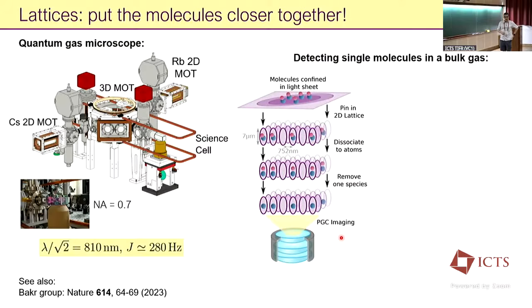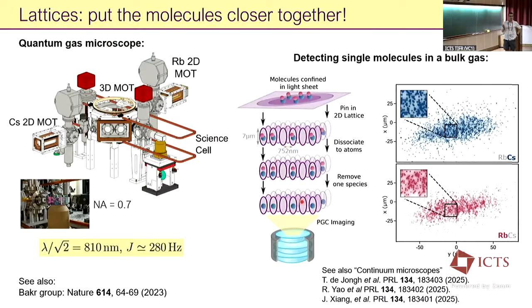But what we're most excited about is using this for molecules. And so we've started to do that. We prepare a thermal gas of molecules, still in a dipole trap, but then use this microscope for imaging. The way that works is we have this gas of molecules, we pin them with the optical lattice, we break the molecule apart, and then we rapidly remove one of the atoms, and then we take an image.